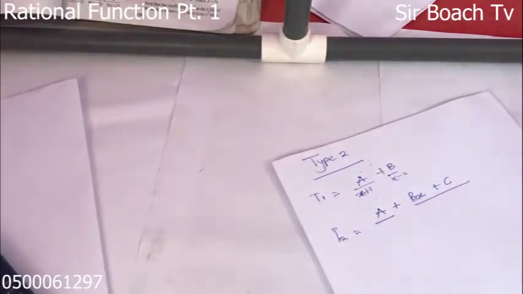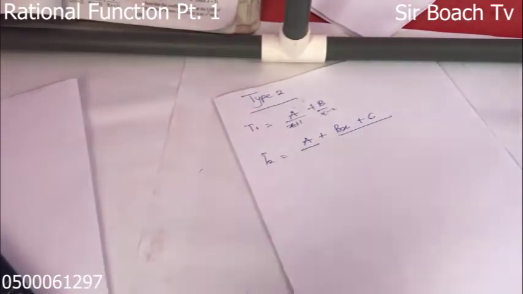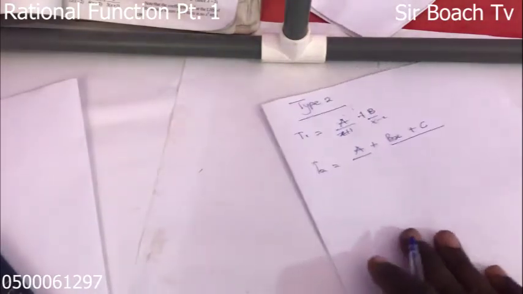Now let's take a question under type 2, maybe 2 or 3 questions. Then we'll end this section of the rational function. Then type 3 and 4, we'll do some other time. Are we good? Okay, so let's look at a question under that.